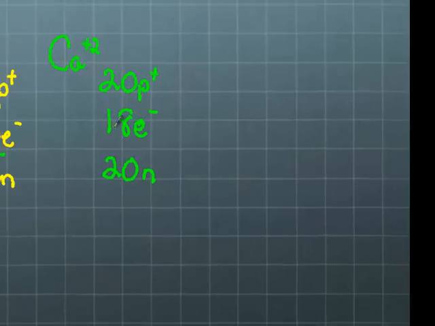So in a +2 charge or any positive charge of an ion, your cation, that means that you're losing electrons, the protons outnumber the electrons, and you're going to get a different number.